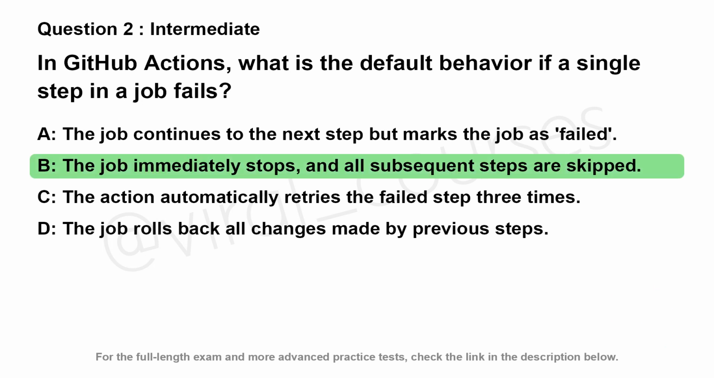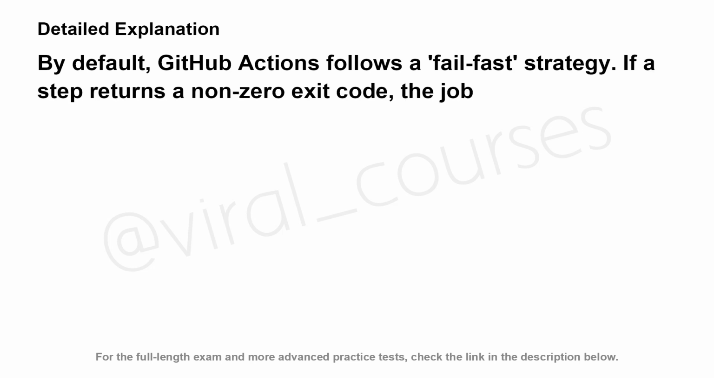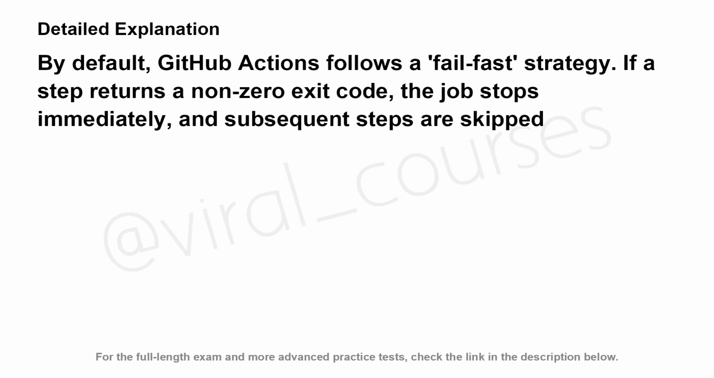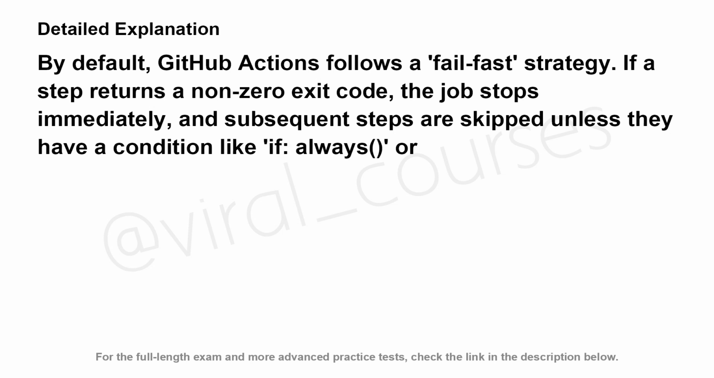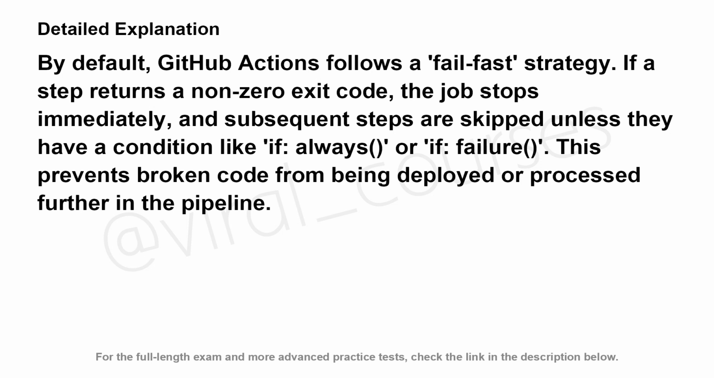The correct answer is B. By default, GitHub Actions follows a fail-fast strategy. If a step returns a non-zero exit code, the job stops immediately, and subsequent steps are skipped unless they have a condition like if: always() or if: failure(). This prevents broken code from being deployed or processed further in the pipeline.